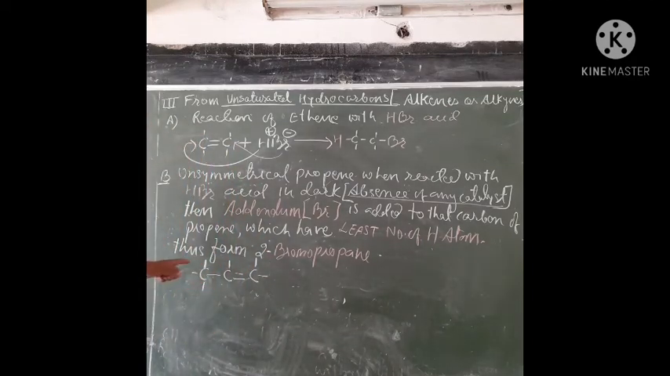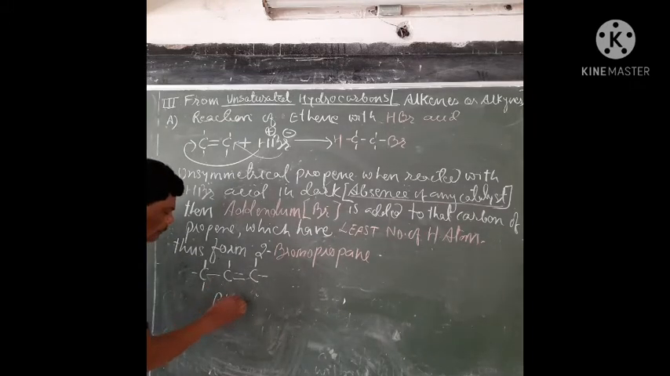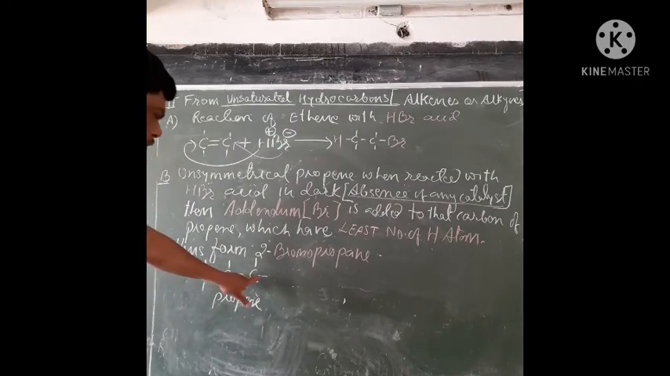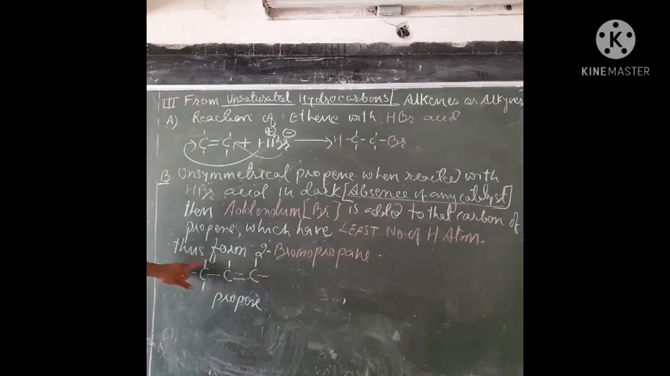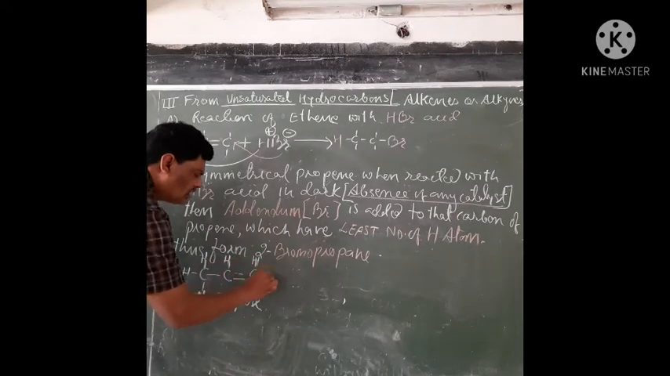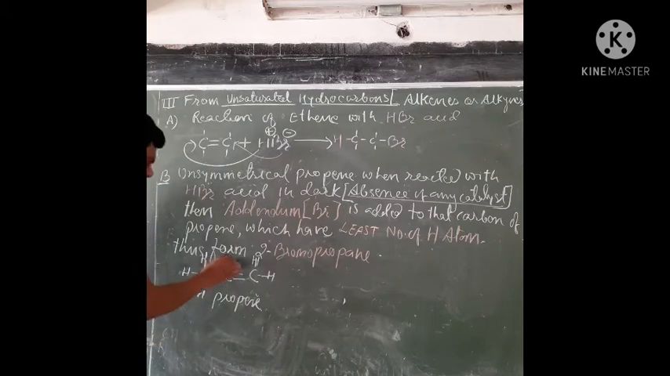Now unsymmetrical alkene, that is, propene. This is called unsymmetrical alkene, that is, an odd number of carbon atoms is present. Now look, in the first carbon atom there are 2 hydrogens, in the second carbon atom there is 1 hydrogen, and in the third carbon atom there are 3 hydrogens. So which has the least number of hydrogens? Obviously this carbon has the least number of hydrogens.